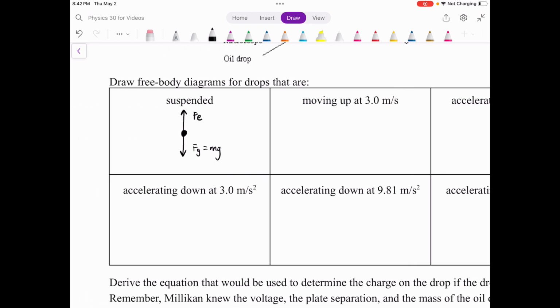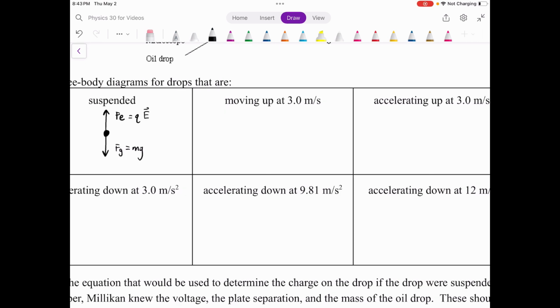Okay, for now, let's just leave it here. The electric force is going to be Q times the electric field, right? Which makes sense. The electric field is, again, how many newtons something will feel for every coulomb of charge that it has. So multiply it by how much charge it has, and you get the actual force.